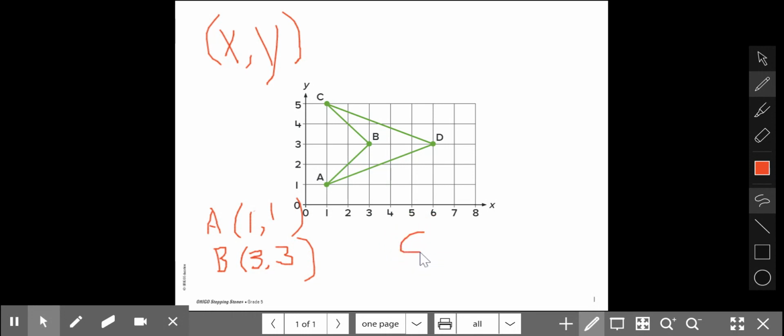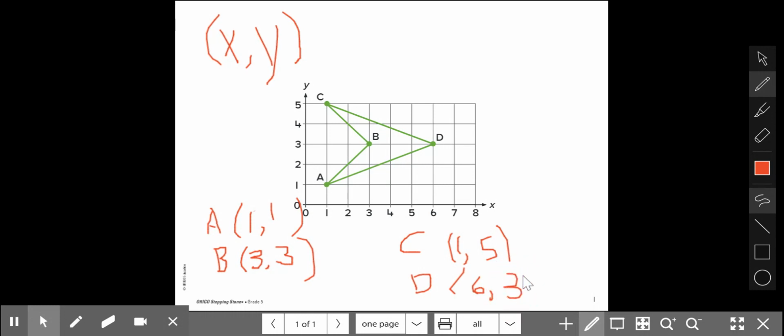Ordered pair for letter C. Find that dot, and go straight down. We have 1, comma, and then the second number is 5. 1, 5. And lastly, D. D we will find right here where we go across 6, and back to that point, go straight across, and 3.